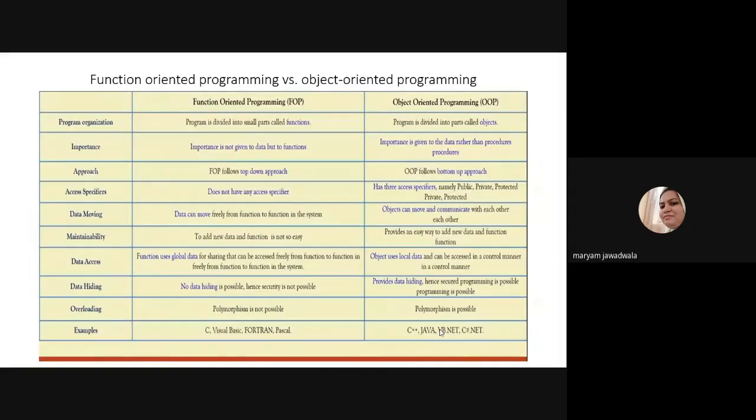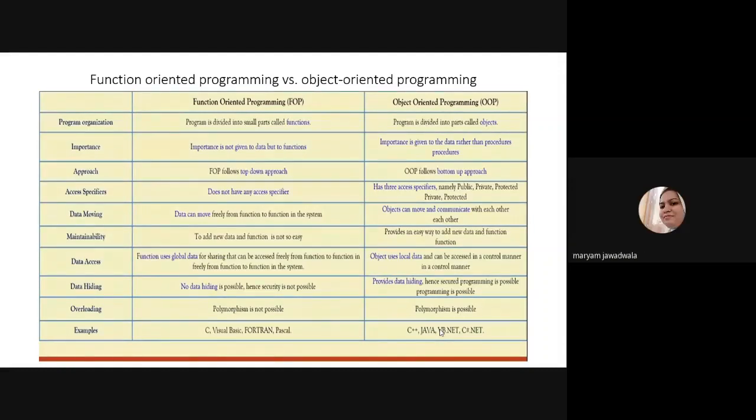This slide is about function-oriented programming versus object-oriented programming. What is the basic difference between function-oriented programming and object-oriented programming? Am I audible? Can anybody reply?